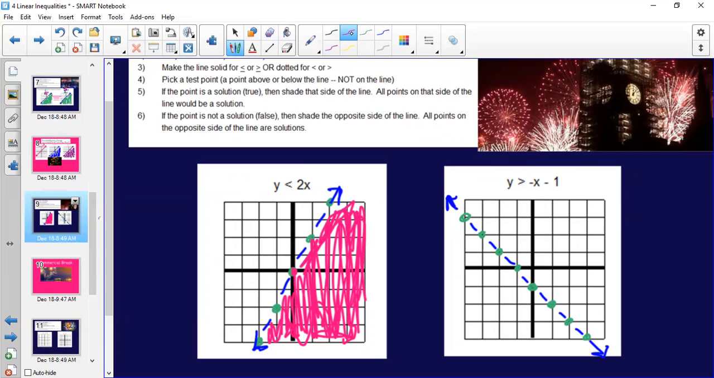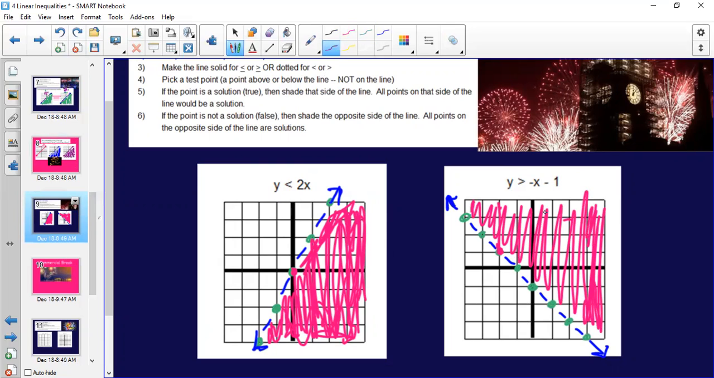Okay, this time it is a greater than symbol. So again, pick any point. I'm going to pick this point this time. Greater than, I think up. So I need to shade all of the points that are above this line. And that would be our answer. So any point in this shaded region is a solution.